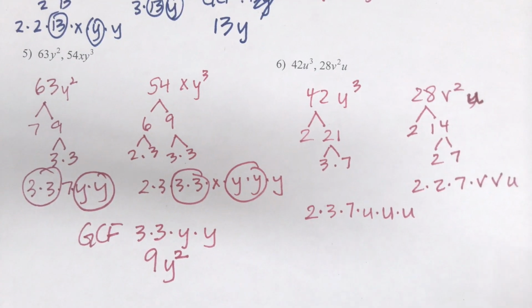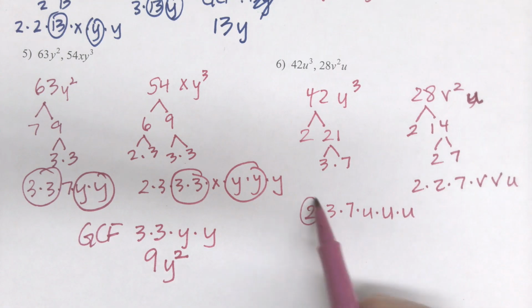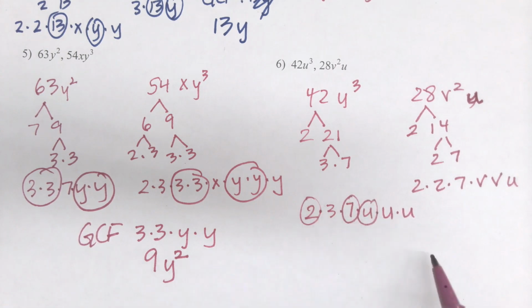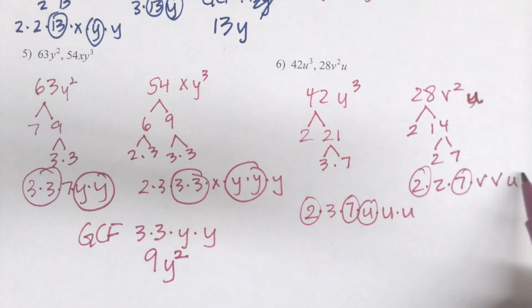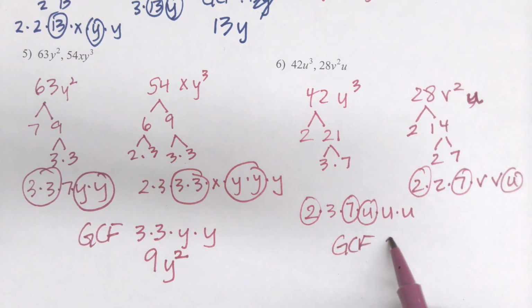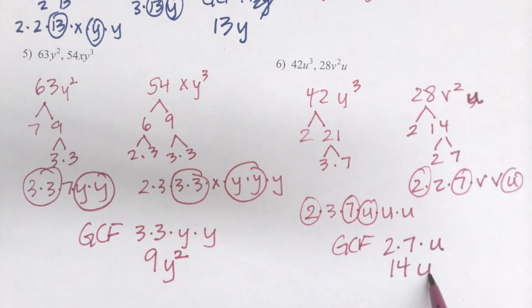Okay. So again, I'll go through. I see a 2, I see a 7, I see a u. I see a 2, I see a 7, I see a u. That's what I'm looking for. So my GCF is 2 times 7 times u, or 14u.